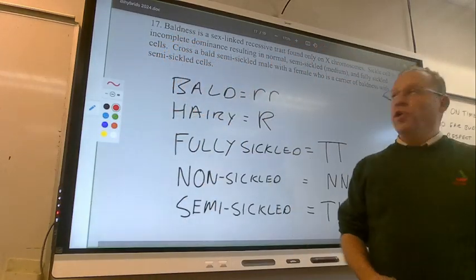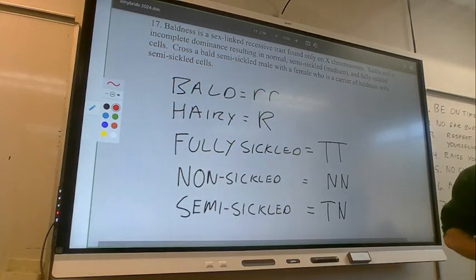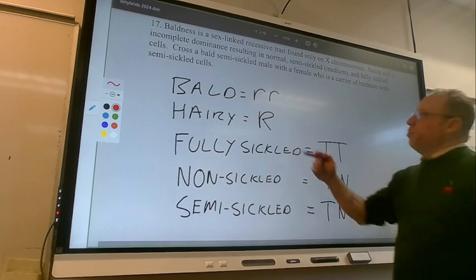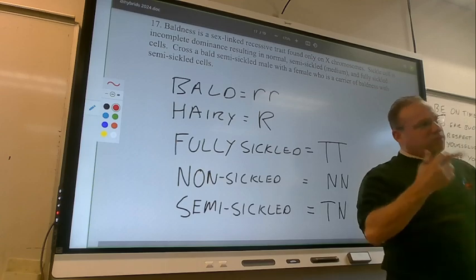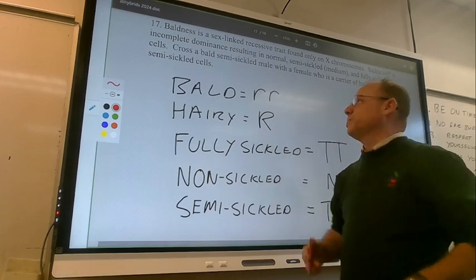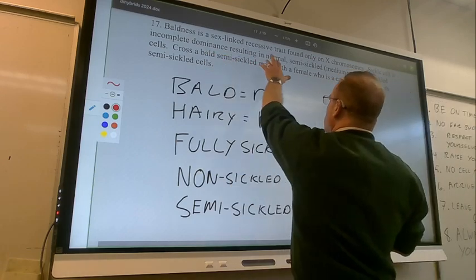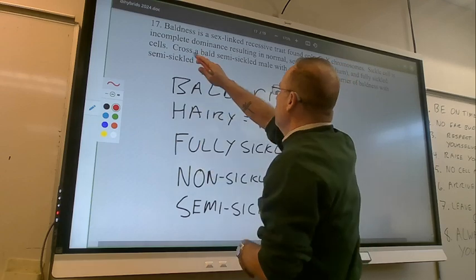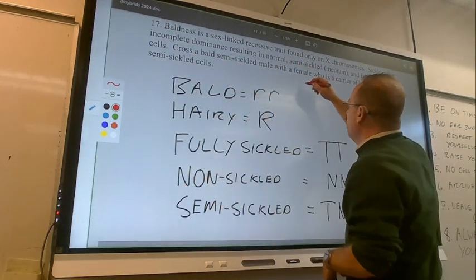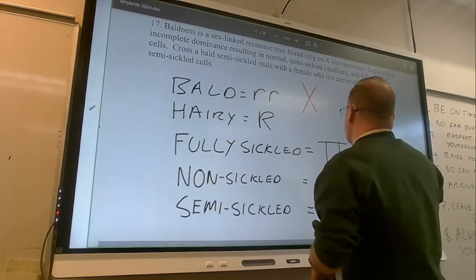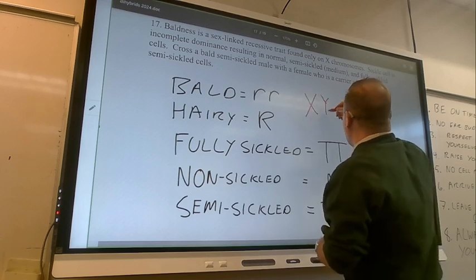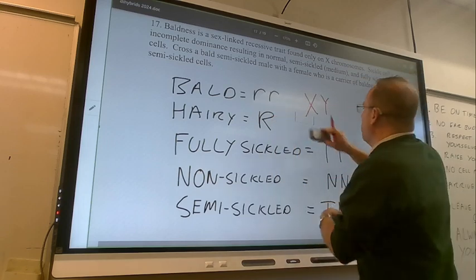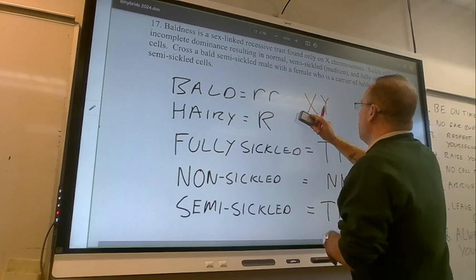So if we're looking at this up here, it says cross a bald semi-sickled male. Now as you're reading this, do it in small chunks. Cross a bald semi-sickled male with a, okay, wait. It's a male. X, here, make this lower. So it's got to be XY. It's a male. Gotcha. Start with what I know. Okay, XY. And he's bald.